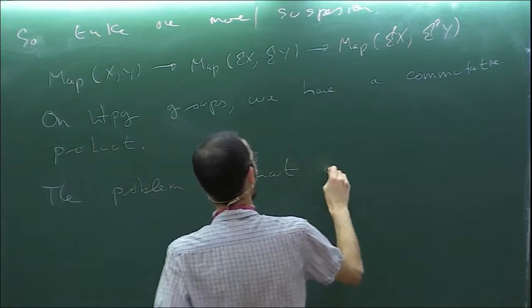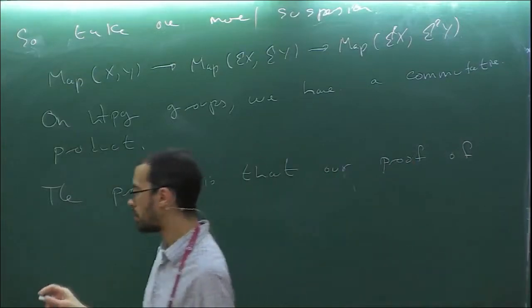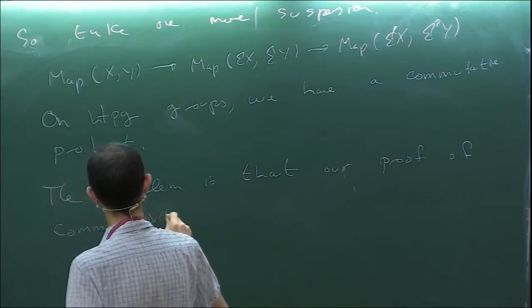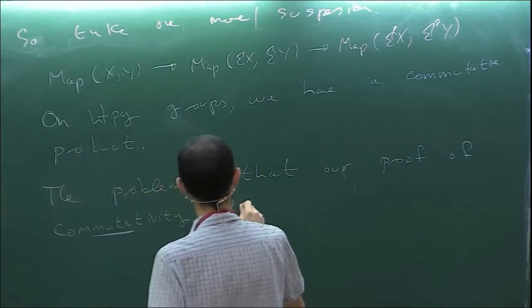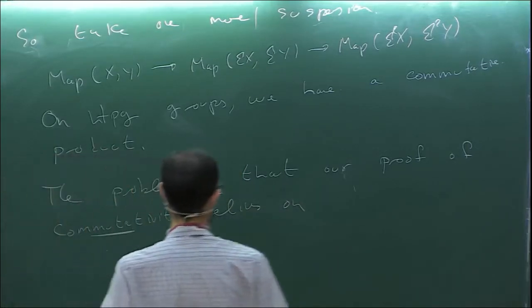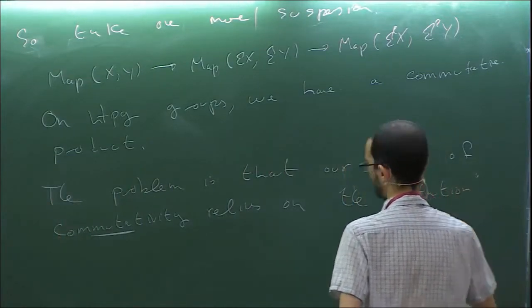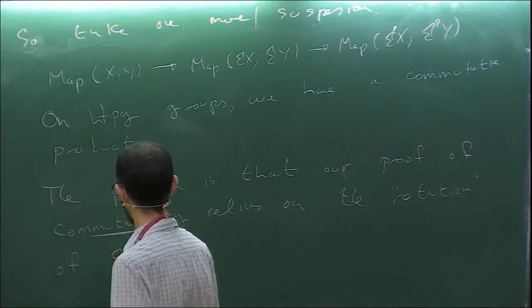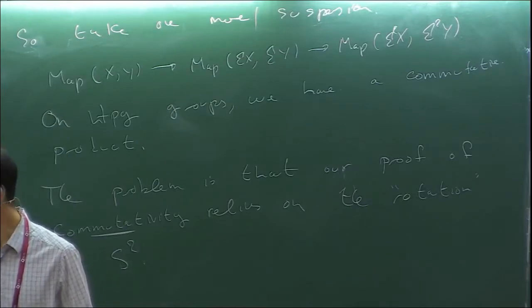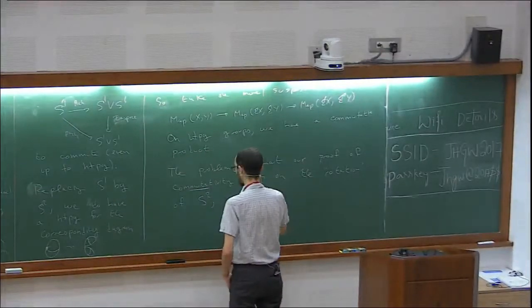So, the problem is that our proof of commutativity relies on this rotation of S2. Okay, so I could take my S2 and I could rotate it this way. But I could also take my S2 and I could rotate it the other way. Okay. So in fact, there are two choices.